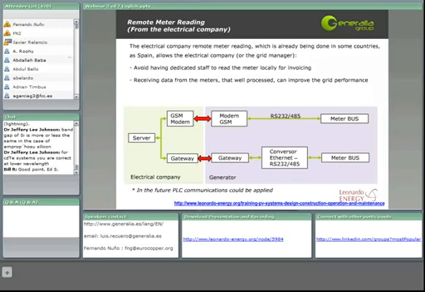It is important to know that in the future PLC communications might be applied. So if we want to do a new PV facility, it is important to get information from the electrical company to know if they are going to apply this type of new communications soon or if it is better to apply GSM communications.